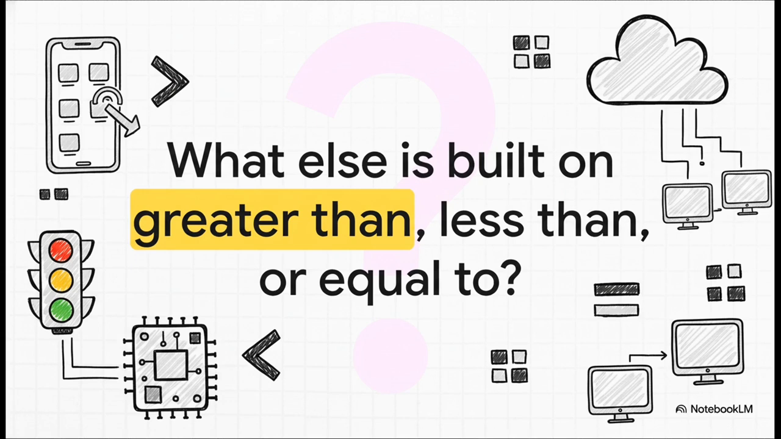And I'll leave you with this final thought to chew on. We've seen that at its very core, a computer makes decisions using this incredibly simple logic. So now that you know how it works, start looking around you. What else in your world, from your phone's interface to a traffic light controller, is ultimately just a massively complex system built on countless tiny decisions of greater than, less than, or equal to?